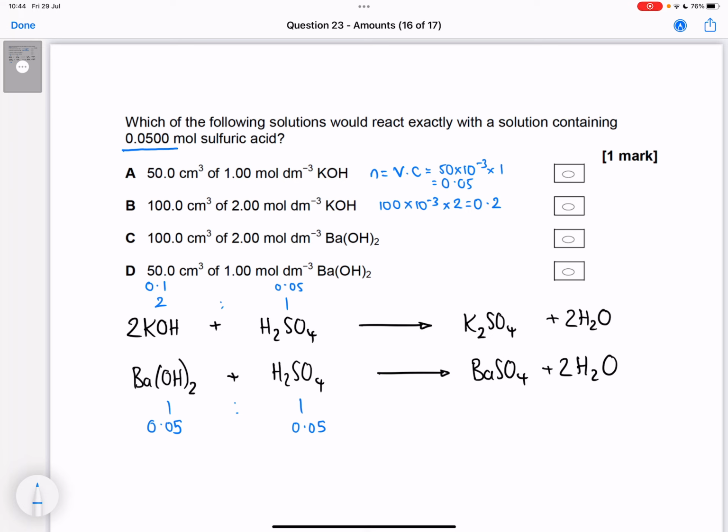So neither of those two is the correct number. We needed 0.1 of potassium hydroxide. So this volume and concentration for C is actually the same as for B, so that would be 0.2. Again, we didn't need that, but we needed 0.05. This is the same volume and concentration as A, so it's going to be the same moles as A, and that is the one we needed, so we're going to select D as our answer to this question.